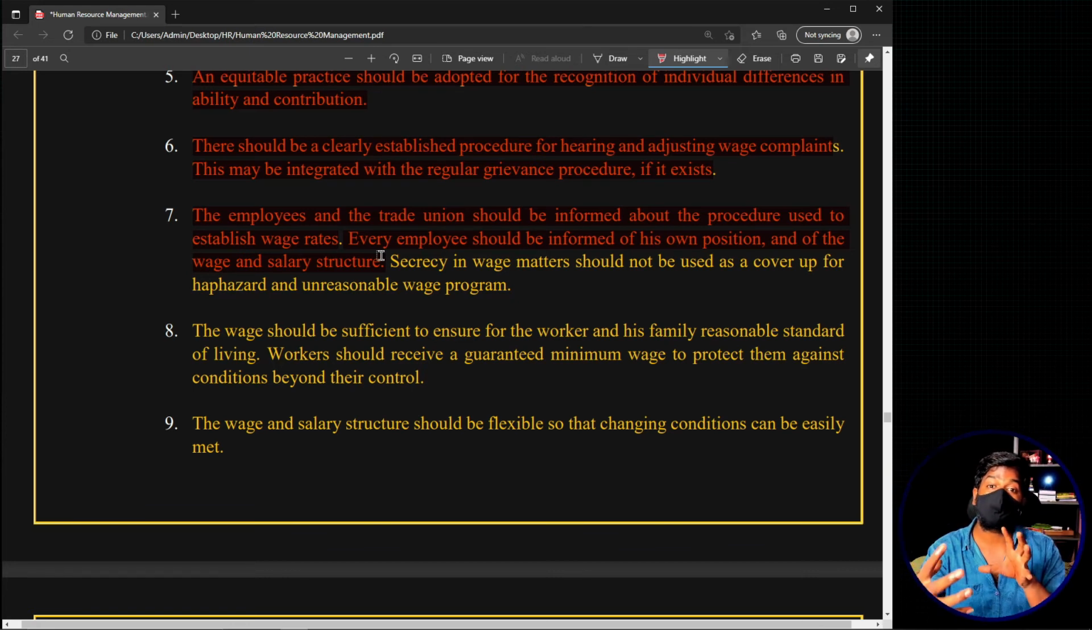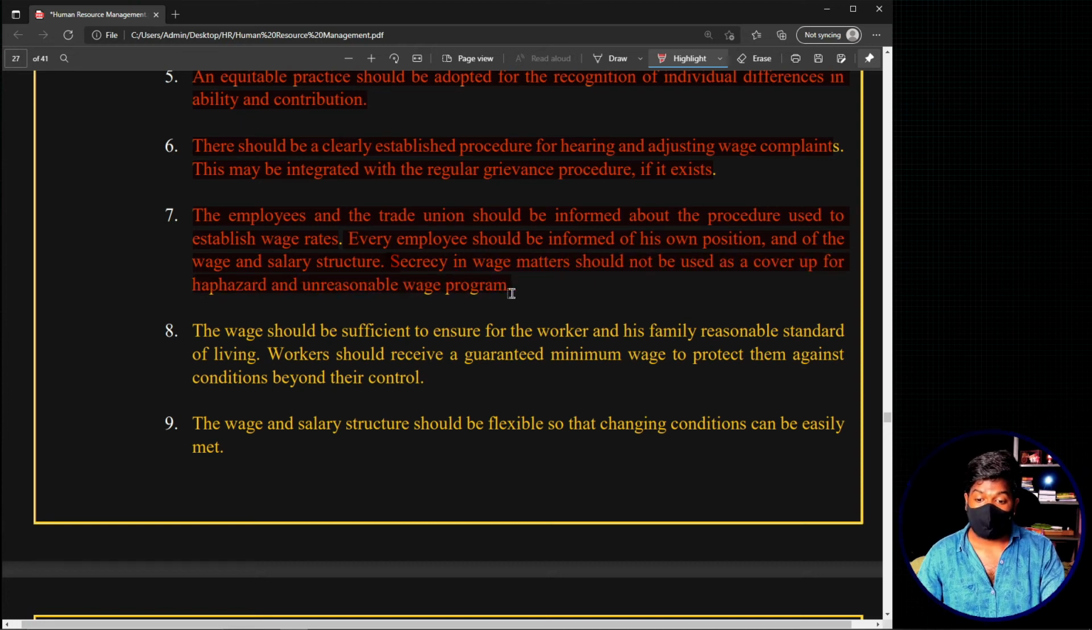That means he has to be aware, or he has to be informed, or he must be open to all the information relating to his wage and salary. Now, secrecy in wage matters should not be used as a cover-up for haphazard and unreasonable wage programs. That means you cannot say, "Sorry, we cannot give the information about the cuttings in your salary because that is something called pay secrecy. We are maintaining secrecy in pay according to our company's policy." You cannot say that.